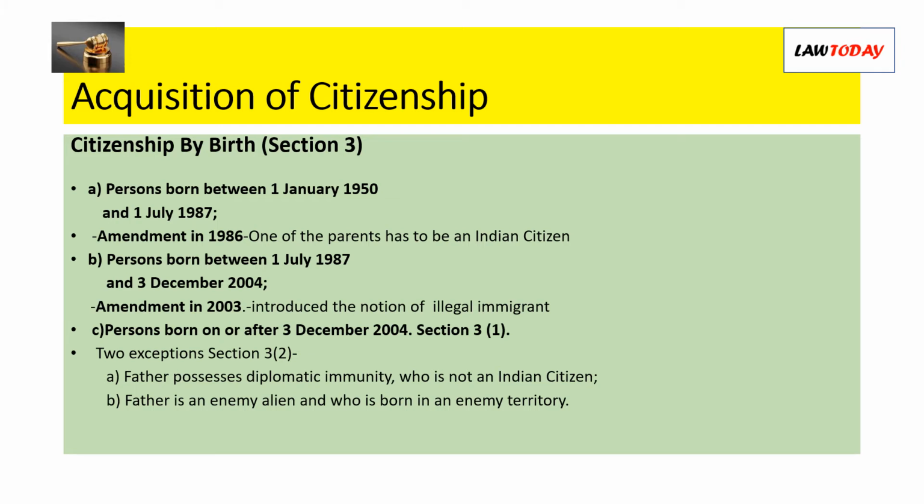Subsection 2 of Section 3 provides 2 exceptions to subsection 1. Thus, a person born in India after 26 January 1950 will not acquire citizenship under subsection 1 of Section 3 if his father possesses diplomatic immunity and is not an Indian citizen, or his father is an enemy alien and his birth occurs at a place under enemy occupation.